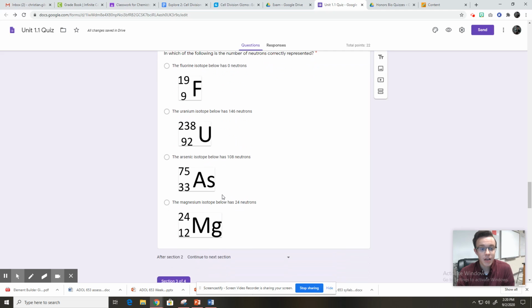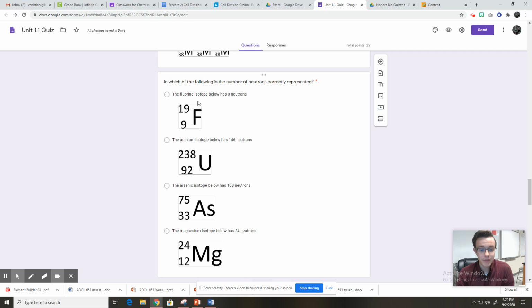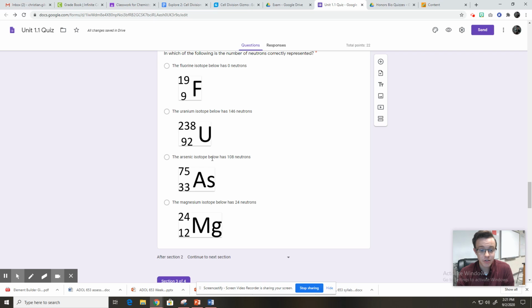Next question. In which of the following is the number of neutrons correctly represented? Here we have the isotope notation for fluorine, and it says the fluorine isotope below has 0 neutrons. Here we have the isotope notation of uranium, and it says it has 146 neutrons. Here is the arsenic isotope's notation, and it says it has 108 neutrons.